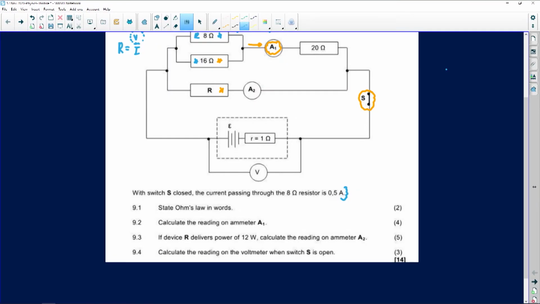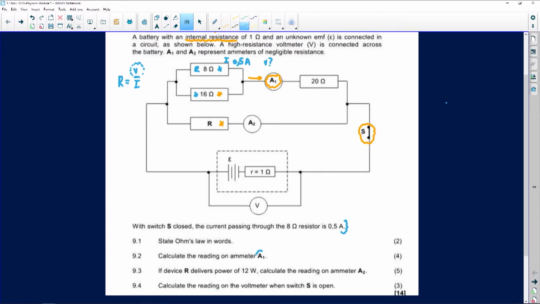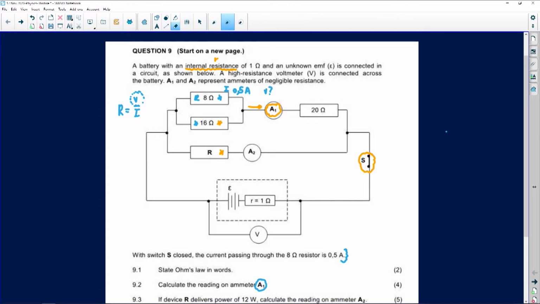9.2 says we need to calculate the reading on the ammeter. Remember, ammeter means current, so we need to know how much current is actually passing through A1. Now remember, if we are able to find what the potential difference is at 8, we can find the current. Why do you say that? I'm already told that the current here is 0.5 amperes. If I can find the potential difference for these two, the total current at 8 and 16 collectively is what we will find here at A1.